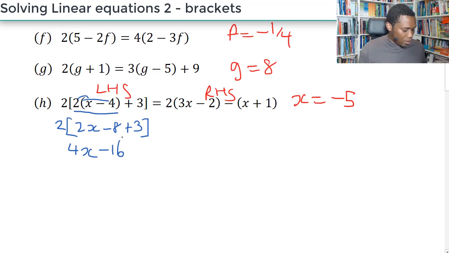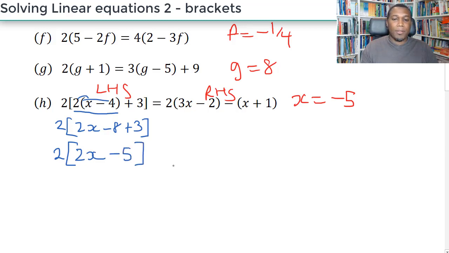Actually, what am I doing? Before I double it, I should simplify the expression in the brackets. So I have 2x, and then the minus 8 plus 3 will give me minus 5. So double 2x take away 5 will give me 4x take away 10. So the left-hand side, when you work through, is 4x take away 10.